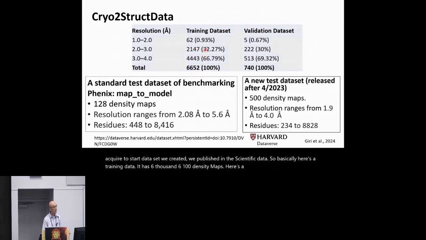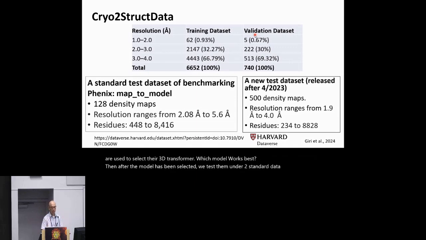Some of them are highly accurate, 1 to 2 angstroms. Most of them actually are 3 to 4 angstroms. We also have a validation data set that contains 740 density maps that are used to select the 3D transformer, which model works best. Then, after the model has been selected, we test them on 2 standard data sets.